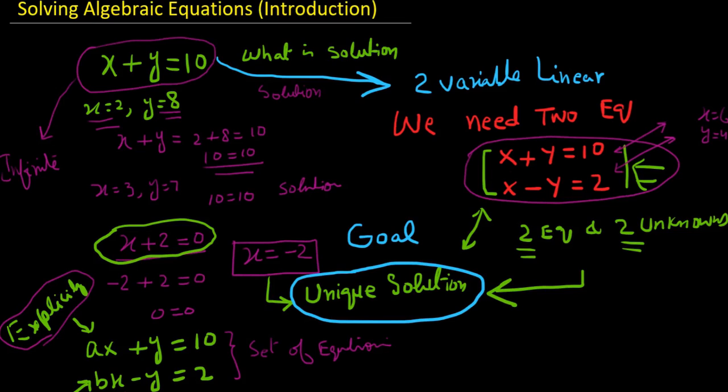X plus y is 10 and x minus y is 2. So it means now we have a unique solution. We have two equations and two unknowns. So the number of equations must be equal to the number of unknowns to get a unique solution. I hope this makes sense.